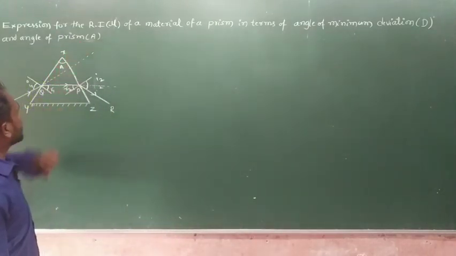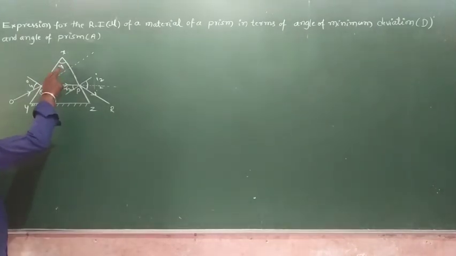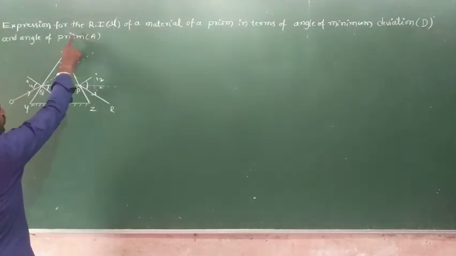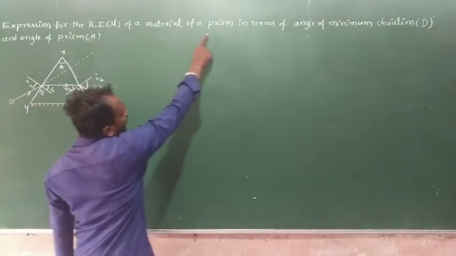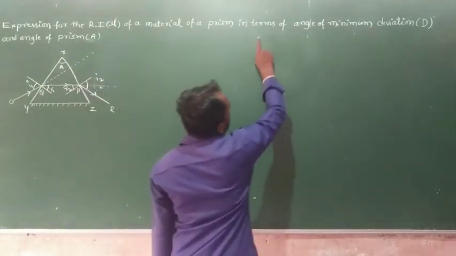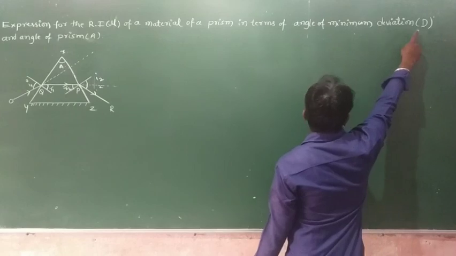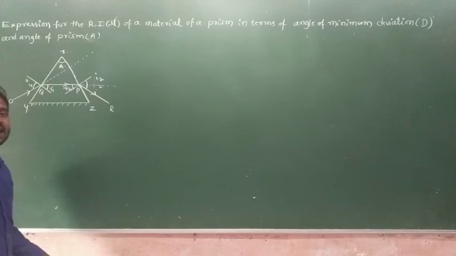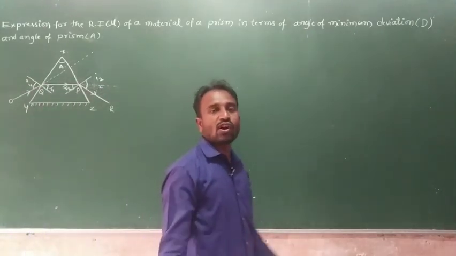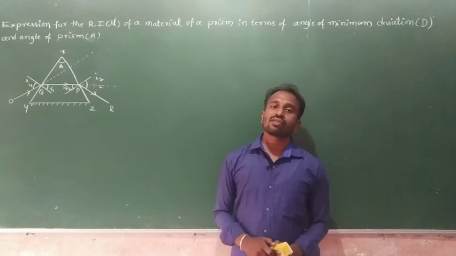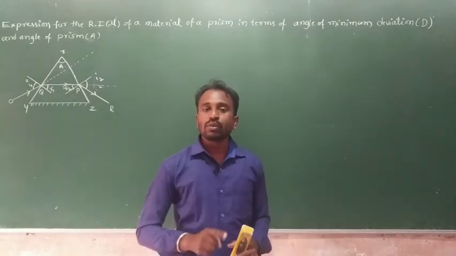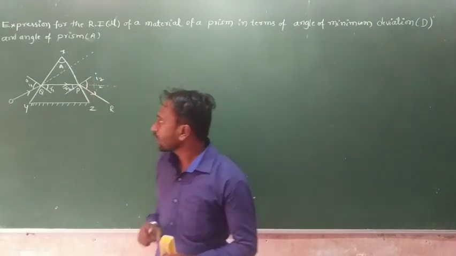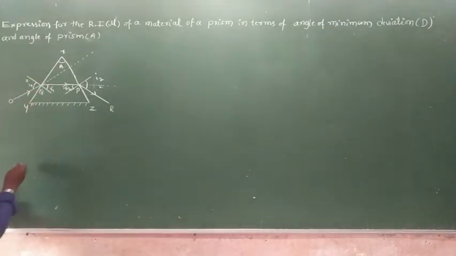And A we consider the angle of the prism. So here is the total expression for the refractive index mu of the material of a prism in terms of the minimum angle of deviation D and the angle of the prism A. We want to find the refractive index of the material of a prism by using the minimum angle of deviation and the angle of the prism.